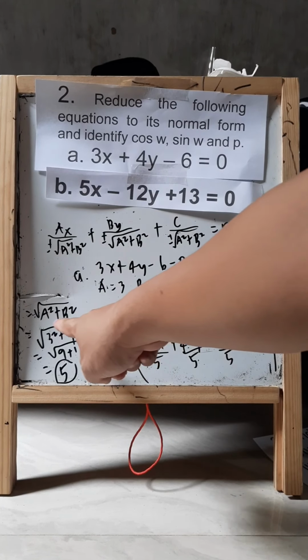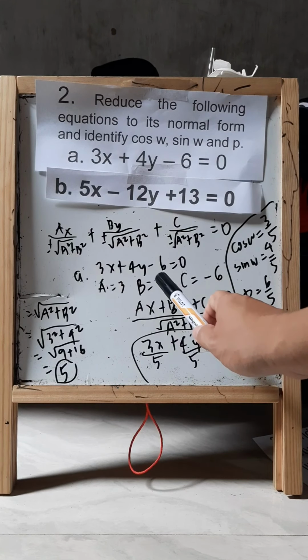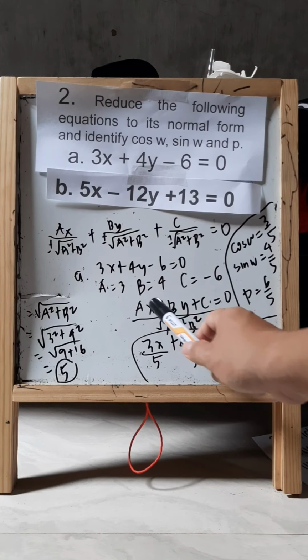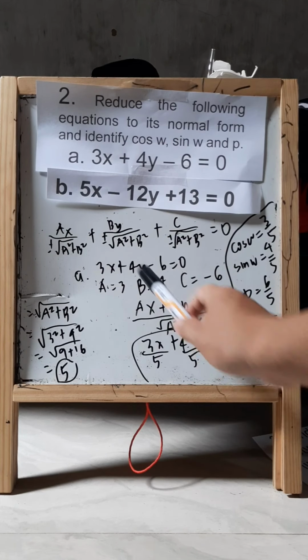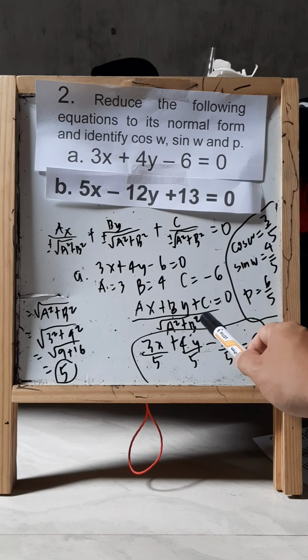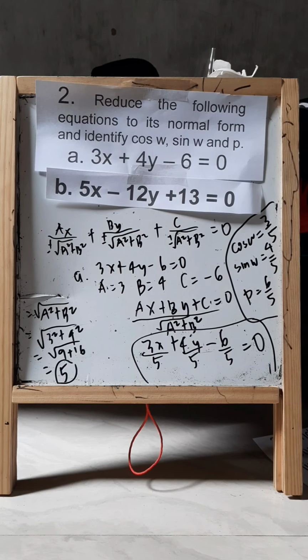First, solve for the square root of a squared plus b squared, and whatever the sign of c, that will be the sign of the denominator. Then substitute into the equation Ax plus By plus C all over square root of a squared plus b squared, and then identify cosine, sine, and p. Now let's solve for letter b.